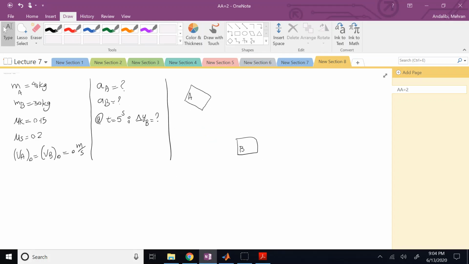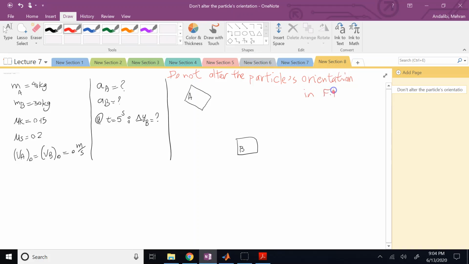Let me write it somewhere because it is so important to me. So please do not alter the particles' orientation in free body diagrams. Do not do that. Never ever. Because I have seen some students do it and then they make a bunch of mistakes. They forget to rotate the forces as well. And that is trouble.